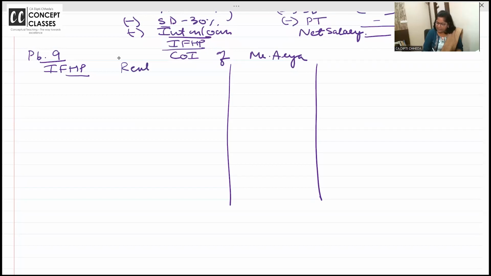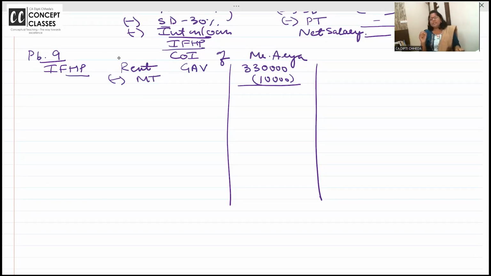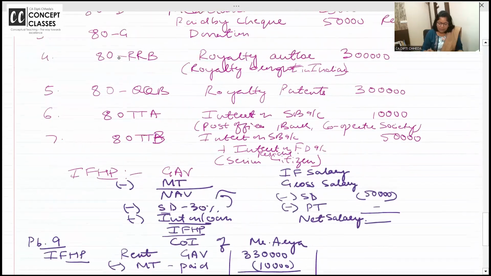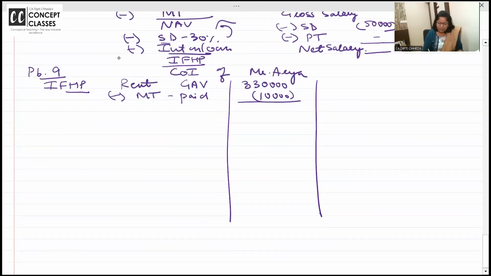How much is the rent which is received? 3,30,000 less municipal taxes 10,000. Rent is nothing but you can call it GAV, gross annual value. Municipal taxes are deducted only if paid, so we are assuming it is paid. Though in bracket, if you see, they have given it's not allowed in their country. Write one more thing: this rent is from country B, it is income from country B.